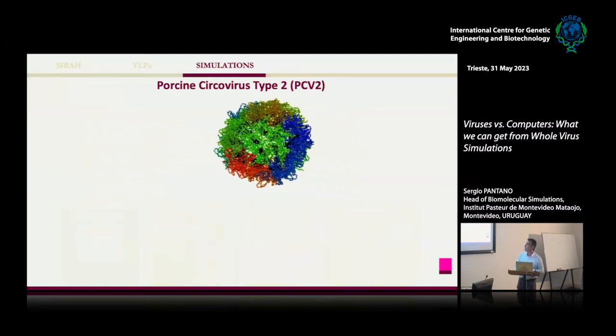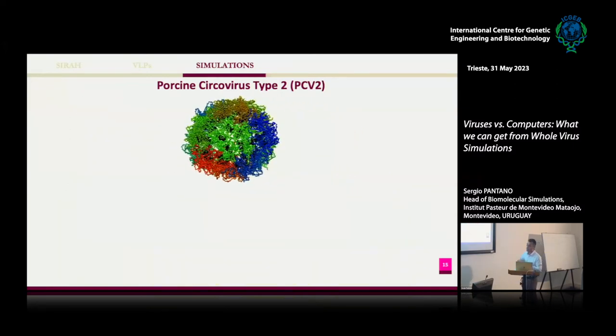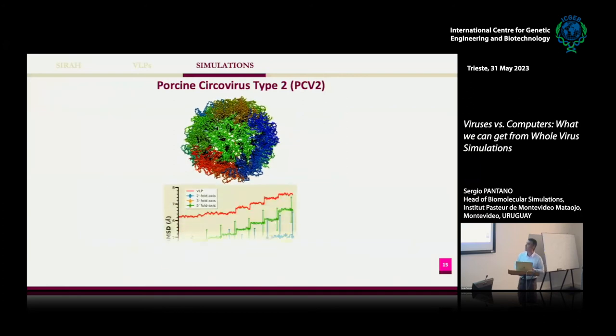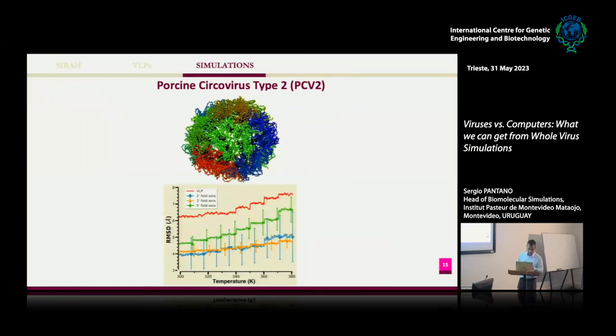And essentially what we did was running simulations of that, and then using this kind of approach. Essentially what we can do is, for instance, run simulations and increase the temperature progressively during the simulation. What you're seeing here is the root mean square deviation, so how much it deviates from the initial conformation.